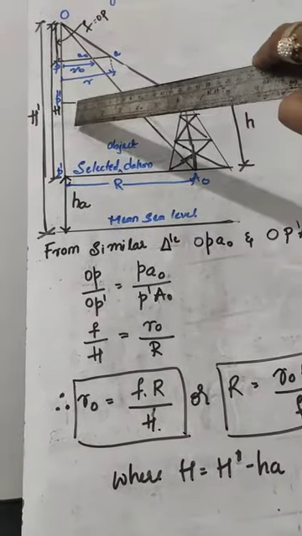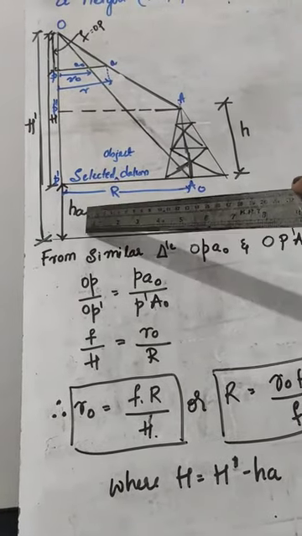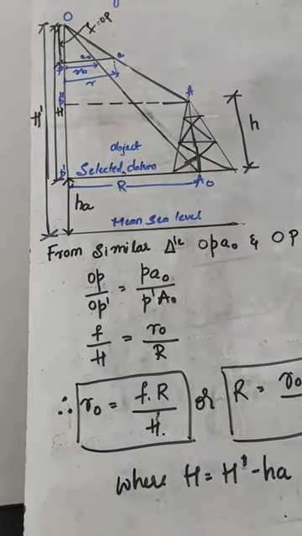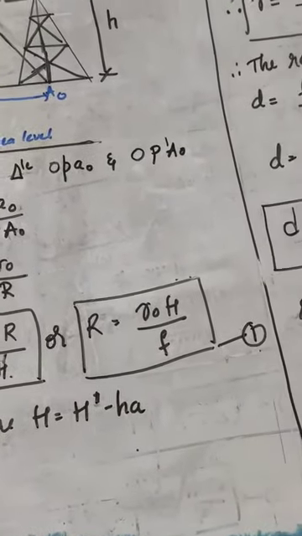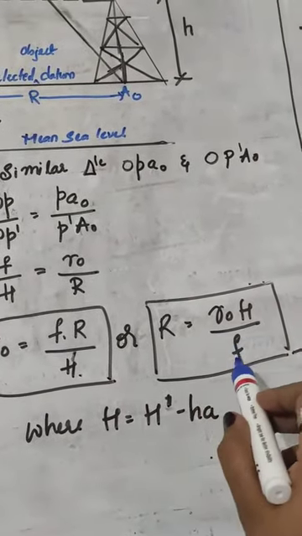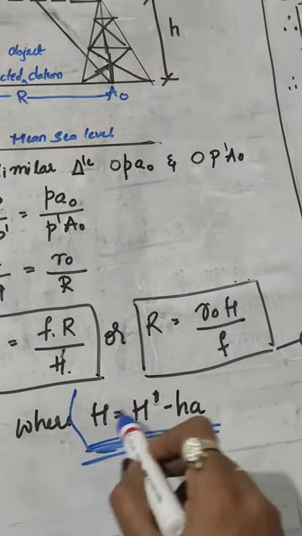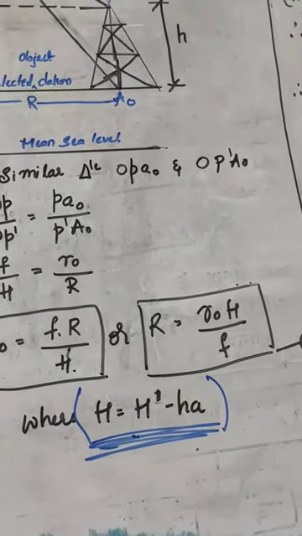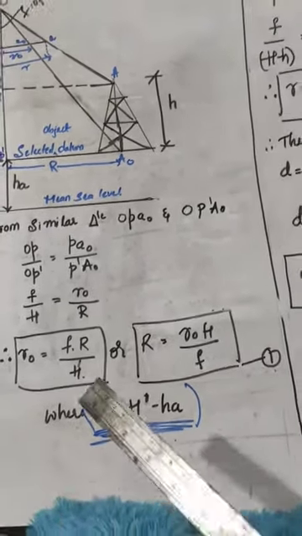Capital H is equal to capital H' minus small ha. This is very important, because here we are not substituting it in the formula, but at last we are writing this. So writing this term, where H is equal to H' minus small ha, is very important in this derivation. Do not miss this part.